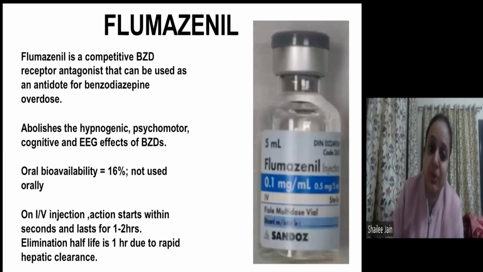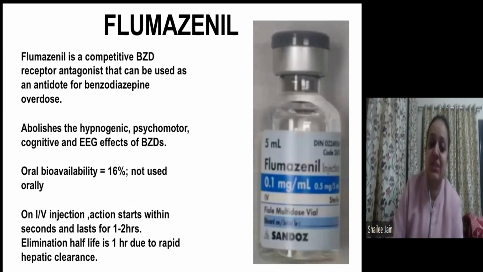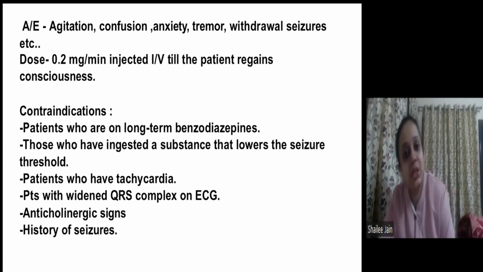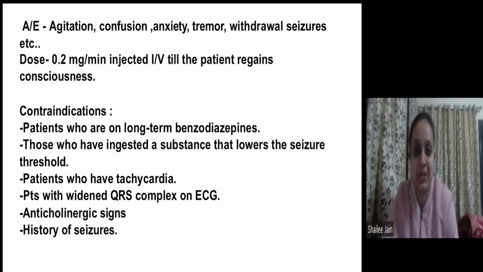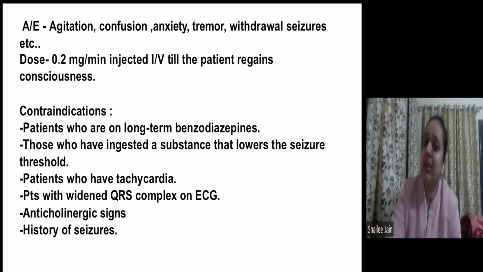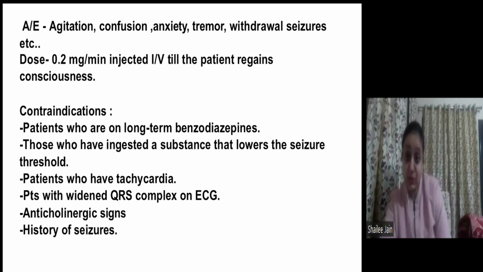It should never be used orally. It has an oral bioavailability of only 16%. So we use it in IV injection form. On IV injection, action starts within seconds and lasts for 1 to 2 hours. Elimination half-life is 1 hour due to rapid hepatic clearance. What are the adverse effects of flumazenil? It can cause agitation, confusion, anxiety, tremor, withdrawal, etc. And the dose is 0.2 milligrams per minute injected IV till the patient regains consciousness. We have to give this till the patient regains consciousness.